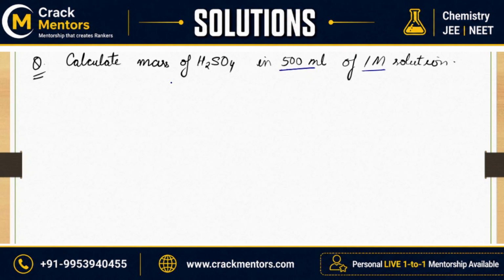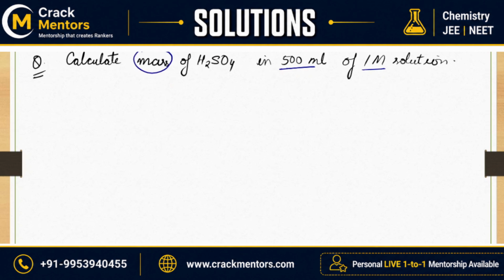One molarity of the solution is given, and we have to calculate the mass of H2SO4 that was used in preparing this solution, right? So molarity is what? That is moles of solute. What is the solute here? That is H2SO4 upon volume of solution. So the volume of solution we have to keep in liter. Here it is 500 ml. So this will be 0.5 liter.